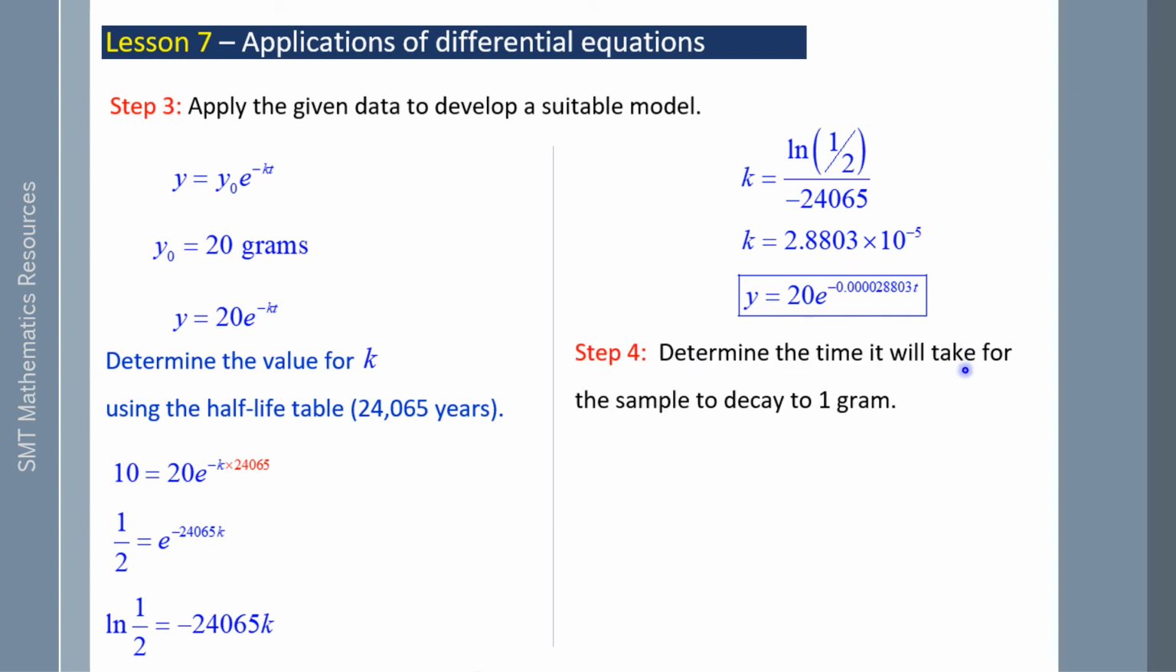Determine the time it will take for the sample to decay to 1 gram. Let's let y equal 1. We now divide both sides by 20. Take the natural log of both sides, then divide both sides by that k value. Our time is approximately 104,000 years.